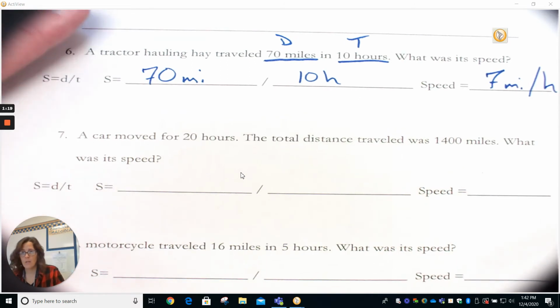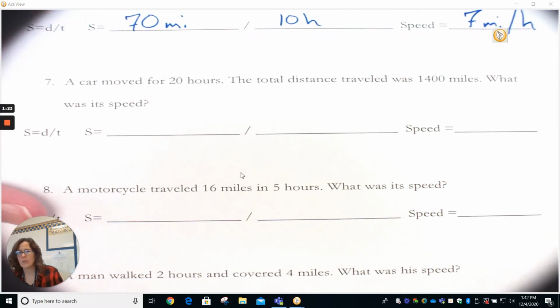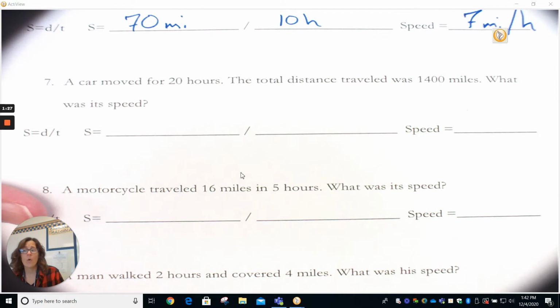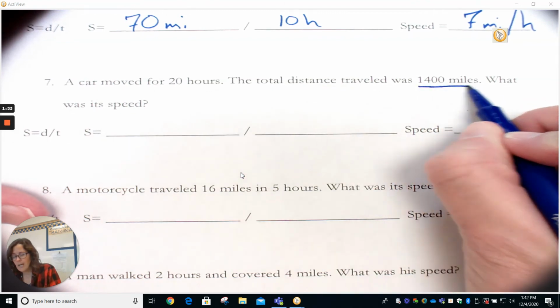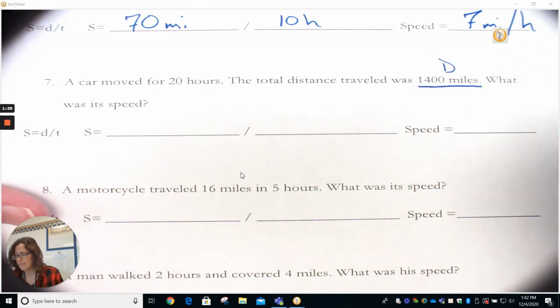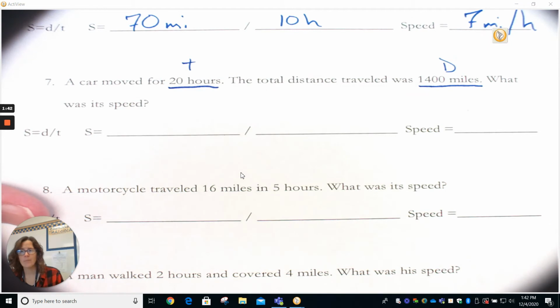Okay. Let's go to number 7. A car moved for 20 hours. The total distance traveled was 1,400 miles. What was its speed? So we need our distance, which is over here, 1,400 miles. I'm going to put a D on top of that. And then we need our time, which is 20 hours. I'm going to put a T up there for time.